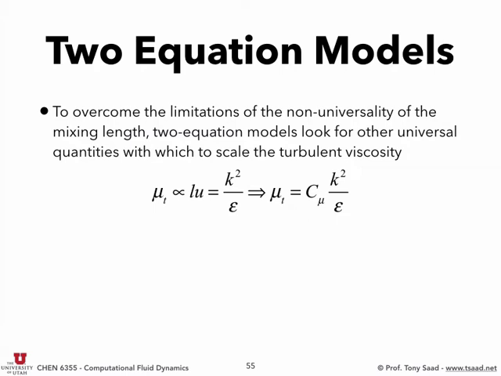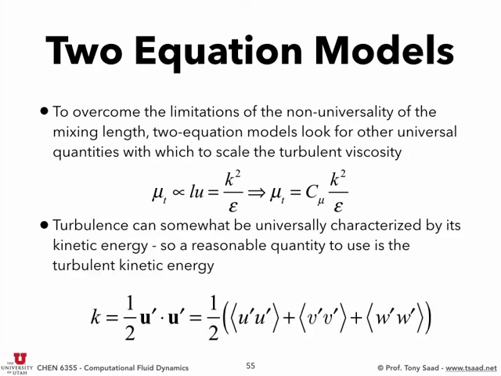So what are the three things that matter in the energy cascade? There's the energy, the dissipation rate, and the viscosity. So let's relate those three together. And if you do just scaling based on units, this is the form of the viscosity: some constant times k squared over epsilon, where k is the turbulent kinetic energy and epsilon is the dissipation rate.